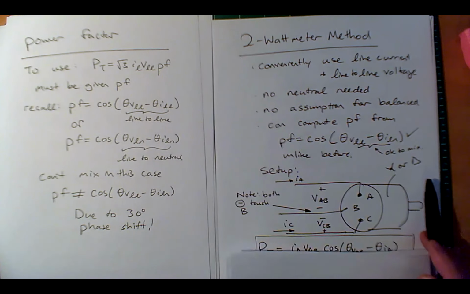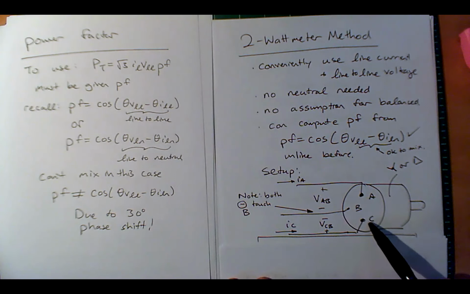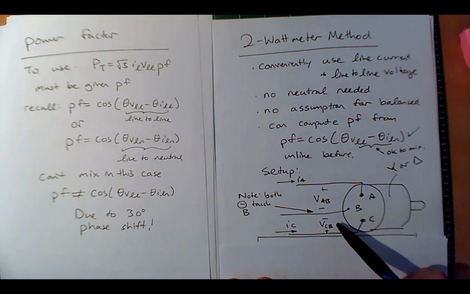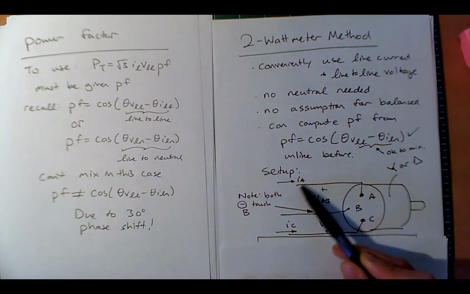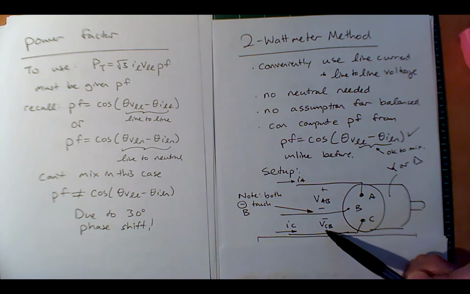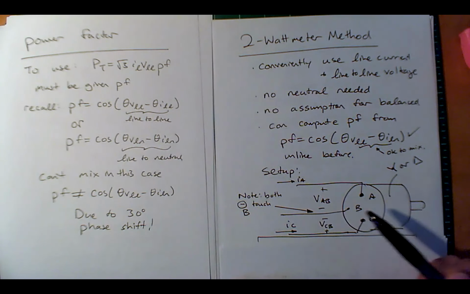And here's the setup. If you have a motor, and I should also mention it could be connected as wire delta. You have A, B, C here, and you can have IA, IB, and IC. Now notice we don't even care about IB. It's just IA and IC. And now be very careful about how we're measuring the voltage. VAB plus minus, VCB plus on the C, minus here. So both the negatives are attached to the B.